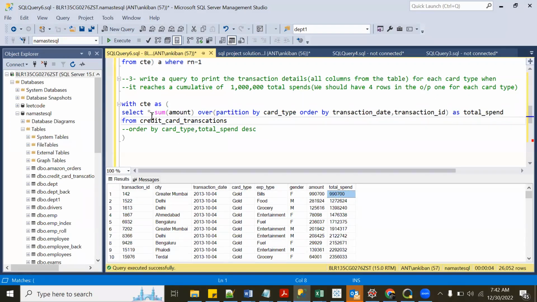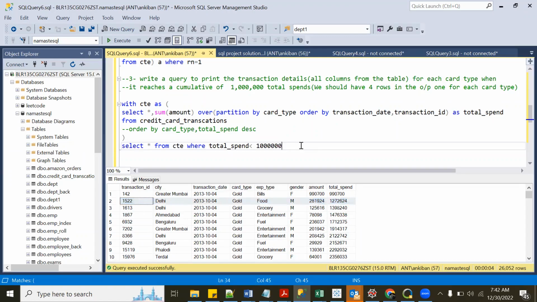Now what will happen if I say select star from CT where total spend is less than 1 million? What will be the issue? I will not reach the transaction where we reached 1 million. If I run this, I will get only this row. For gold card type, I will not even get this row because this is more than 1 million, but I need this row for gold card type.